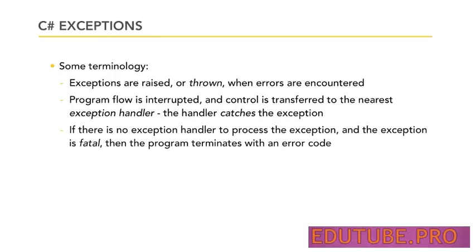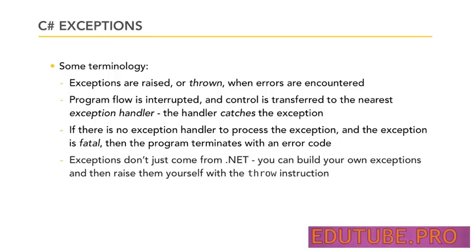Now, if there is no exception handler to process that exception, and the exception happens to be a fatal one, then the program just terminates with an error code. Now, not all exceptions are fatal, but some of them are. And if the exception that gets raised is fatal, then your program's going to stop working. Now, exceptions don't just come from the .NET framework. You can build your own exceptions and then raise them yourself. In other words, you throw your own exceptions using the throw instruction, and we'll see how to do that.